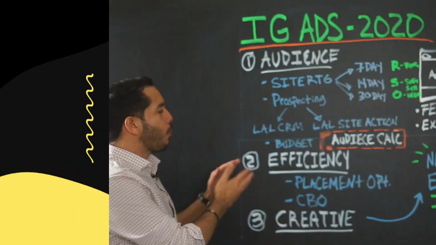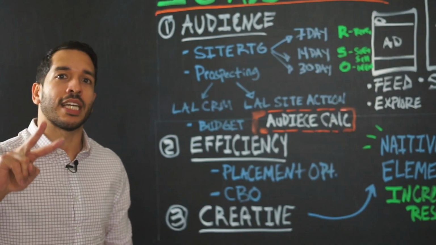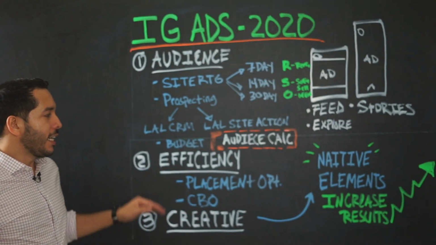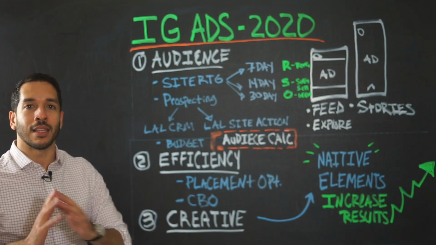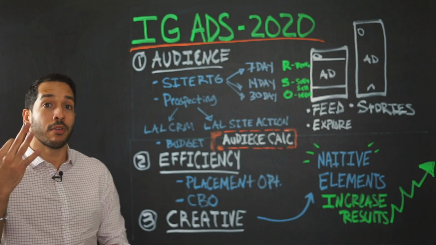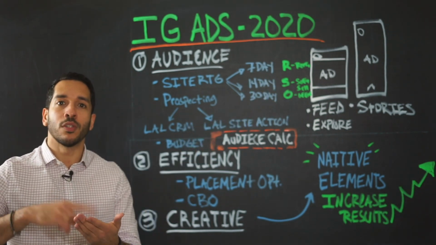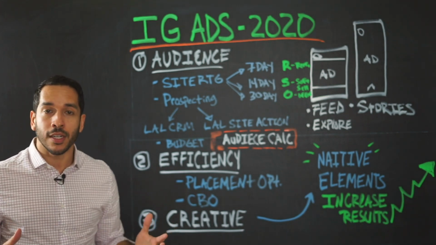Let's shift down to point number 2, efficiency. 2 very easy ways that you can continue to get really good efficiency when running Instagram ads in 2020 is to continue to use placement optimization. Essentially, what that does is allow the algorithm to determine where it's gonna show your ads on Instagram. Now, there are 3 key places. You can show your ad on the feed. So as you're scrolling, once you open the app, you're seeing ads there. That's the news feed on Instagram.